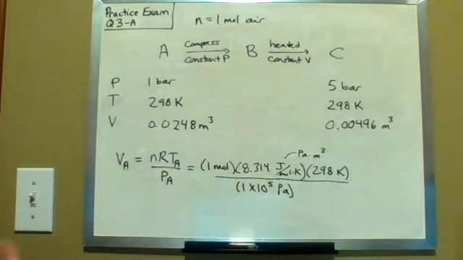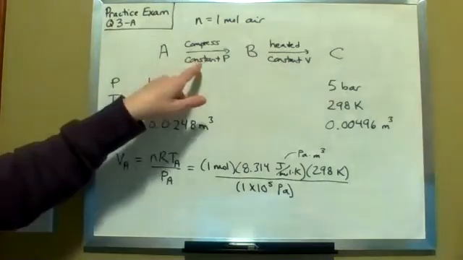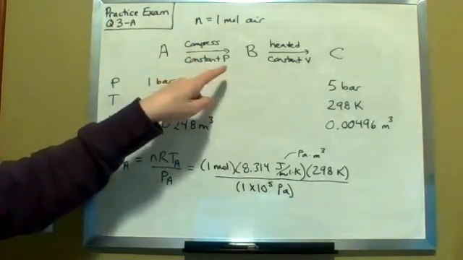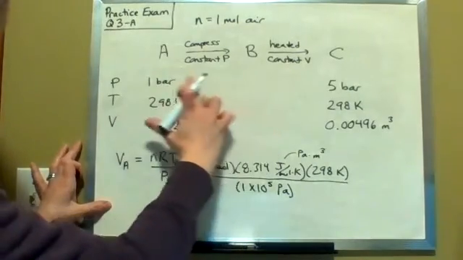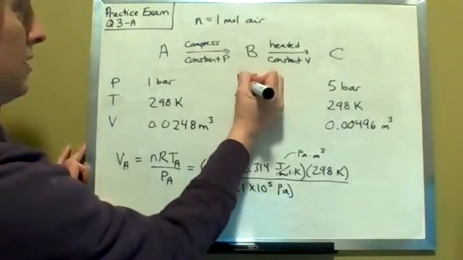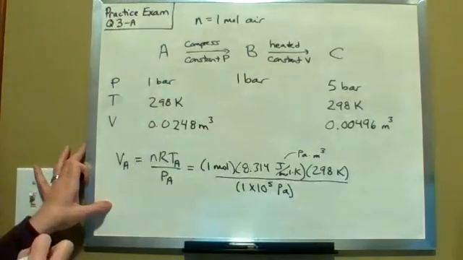So now we need to find out for B. We're not given any information about B, but we're given some information regarding how we get to B from A. In this case, it says we're compressing it at a constant pressure. That's telling us right away that our pressure at B is going to be the same as it was at A. So our pressure is 1 bar.